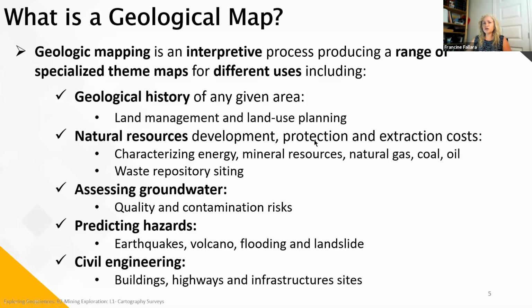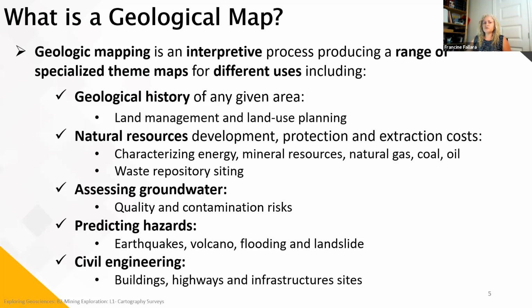So the big question: what is a geological map? A geological map is basically an interpretation of all the observations that we have taken in the field. There are different types of geological maps. I've mentioned some main ones: the geological history of an area, for land management and land use planning. For natural resources, we use those maps for development, protection, and extraction costs, like for characterizing energy and mineral resources, natural gas, coal, and oil. We also use them for waste repository sites.